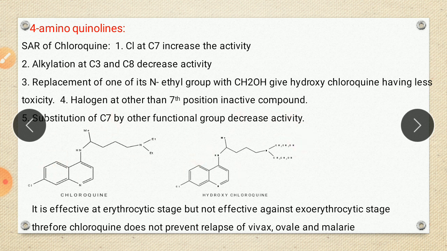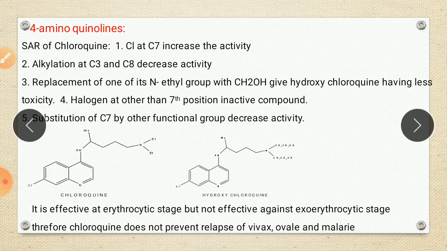Next point, a halogen at a position other than the 7th position makes the compound inactive. This halogen is on the 7th position; if we shift the position of this halogen to another position, the compound is inactive. Next point, substitution of carbon 7 by another functional group decreases the activity. If we replace this halogen with another group, then the activity decreases. So these are some SAR points of 4-aminoquinoline.